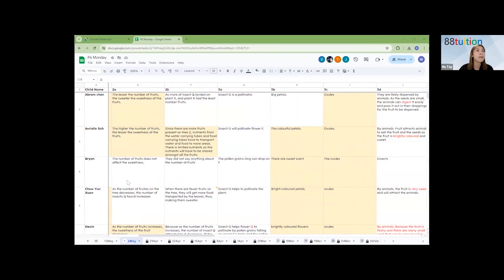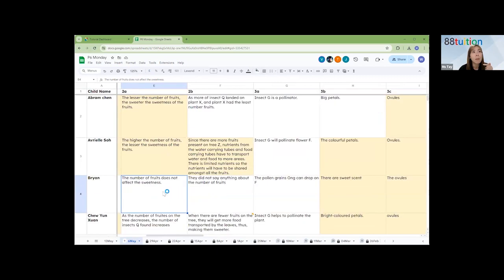Okay, but then, Brian, I think you were not able to count the number of fruits, right? So you don't know how to answer this part. Okay, and then Yun Shen says, as the number of fruits on the tree decreases, the number of insects found increases. So do you think this is a direct answer?